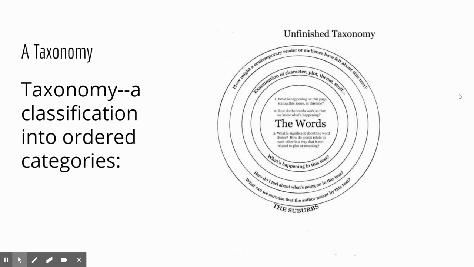You'll notice that the next classification is what's happening in the text, and then go to character, plot, theme, things that I hope we're talking about in class sufficiently. Then going to your emotions, then moving out to what the author may have meant. That's always a risky thing, and what a contemporary audience may have felt. For example, when we talked about race, what the contemporary audience may have felt may be different than what we feel.